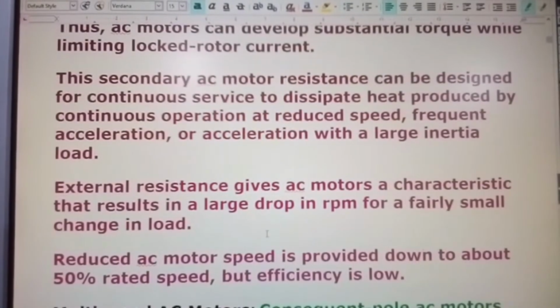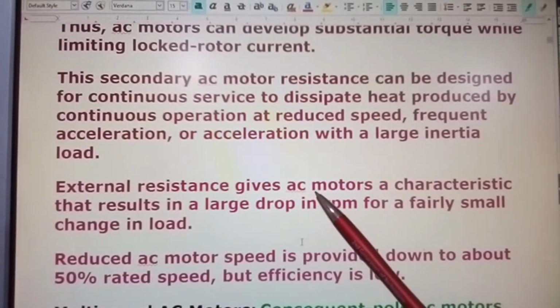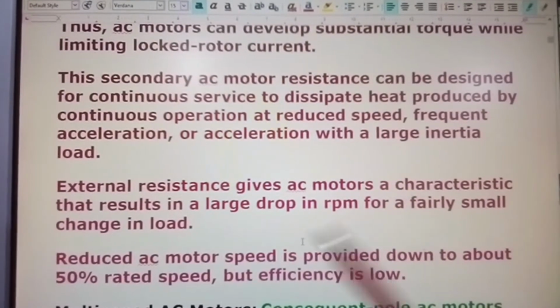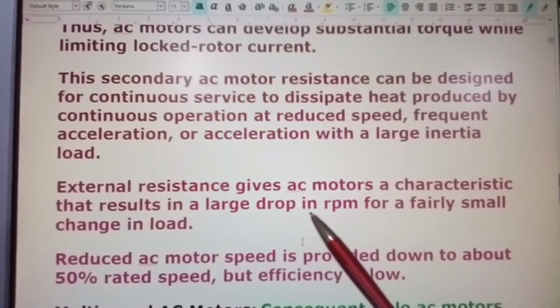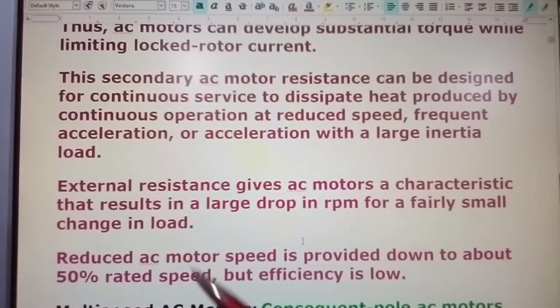External resistance gives AC motors a characteristic that results in a large drop in revs per minute for a fairly small change in load.